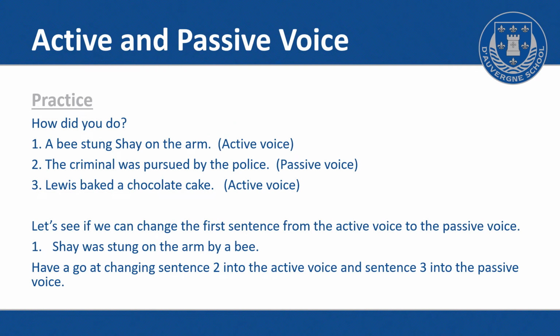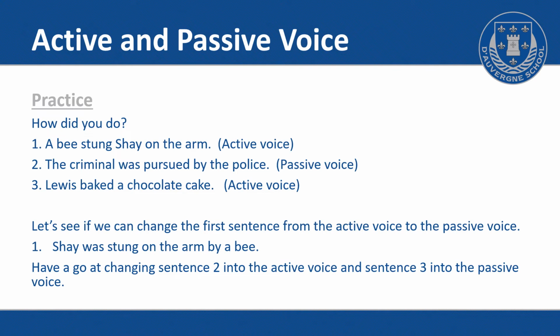How did you do? So the first sentence we had, a bee stung Shay on the arm, is written in the active voice. Shay is having the action done to him, and the subject is the bee, which is doing the stinging. The second sentence, the criminal was pursued by the police, is written in the passive voice.